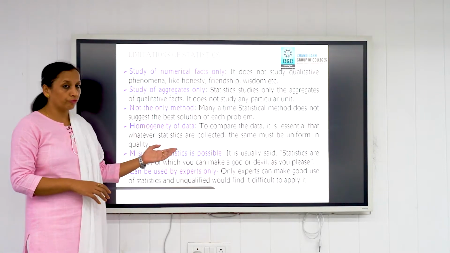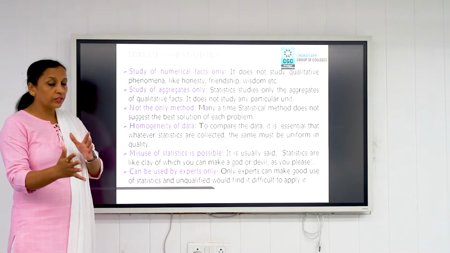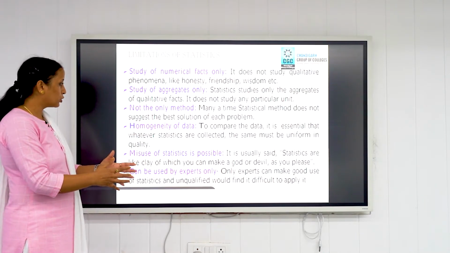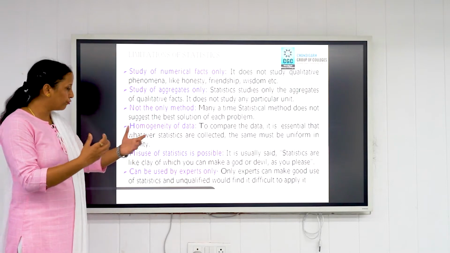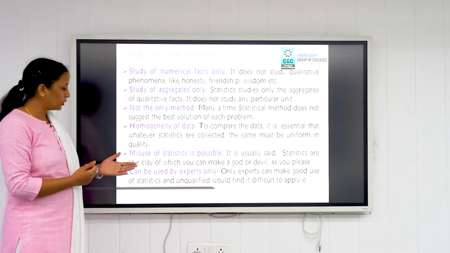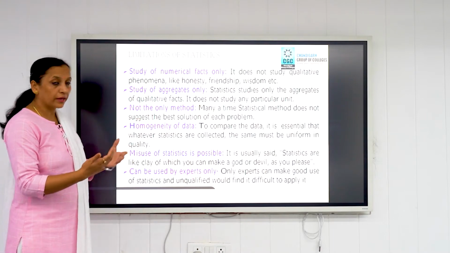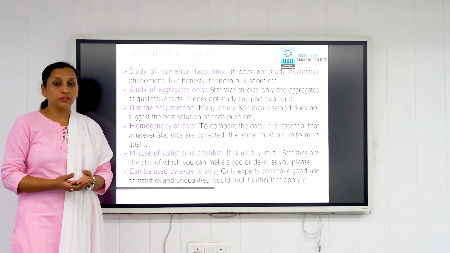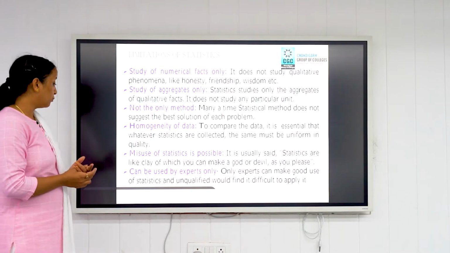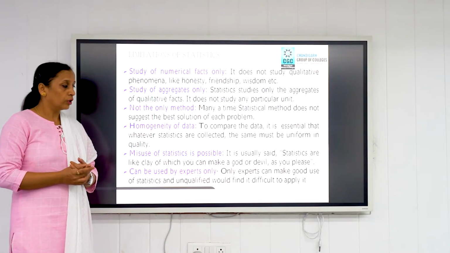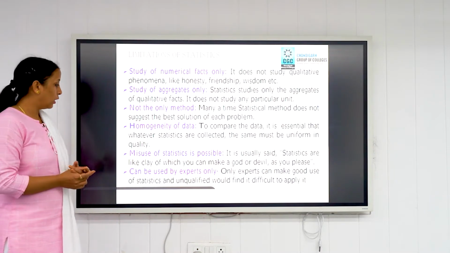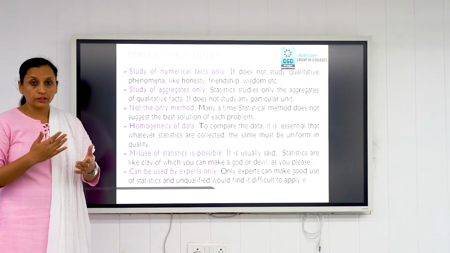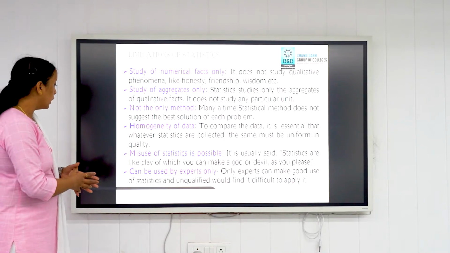And then the homogeneity of data. While comparing the data from one to another, there should be homogeneity, right? So data should be in uniform form and quality while comparing the data. And then come to the misuse of statistics being possible. This is quite obvious. While we collect the data, there are many people who use the statistical data for another purpose.